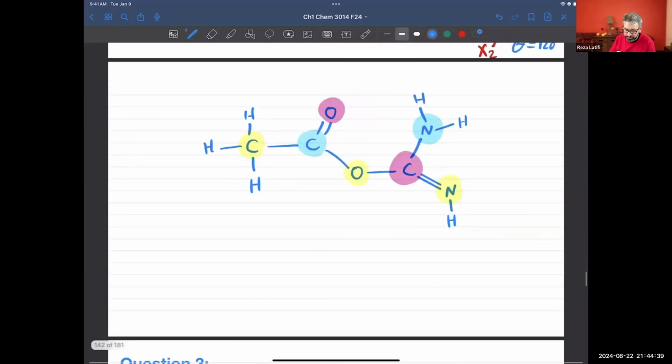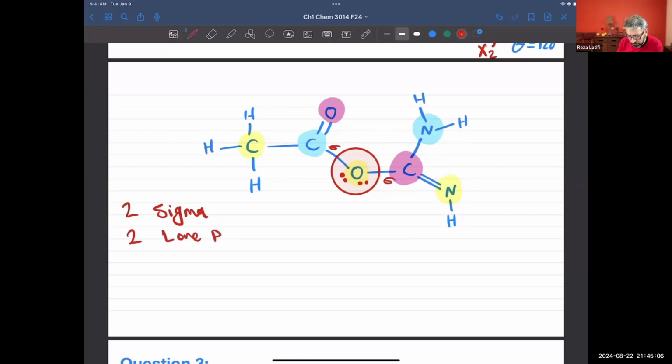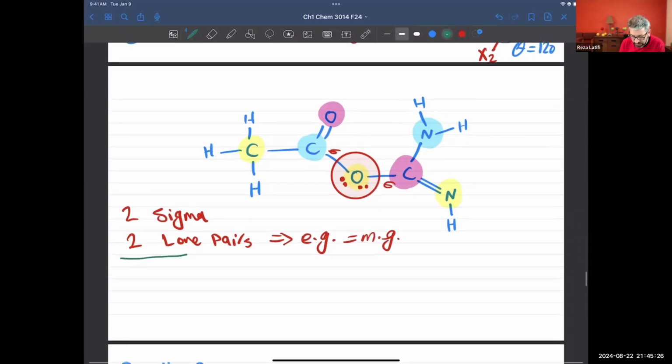Next, oxygen. This oxygen is not octet. Again, draw a circle around it. You're going to show 2 lone pairs on oxygen. Now, 2 sigma: this is the first sigma, and that's the second sigma. And how about lone pairs? 2 lone pairs. So the electron geometry will not be equal to the molecular geometry. Sigma plus lone pair equals 4.